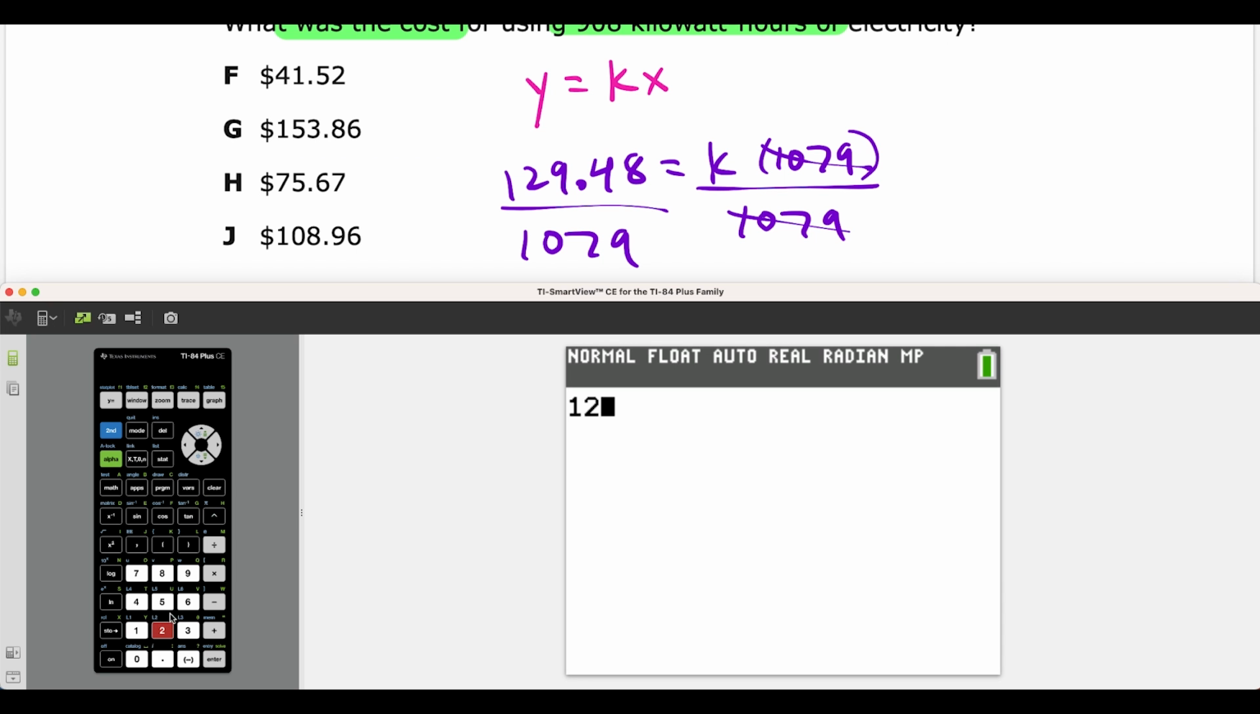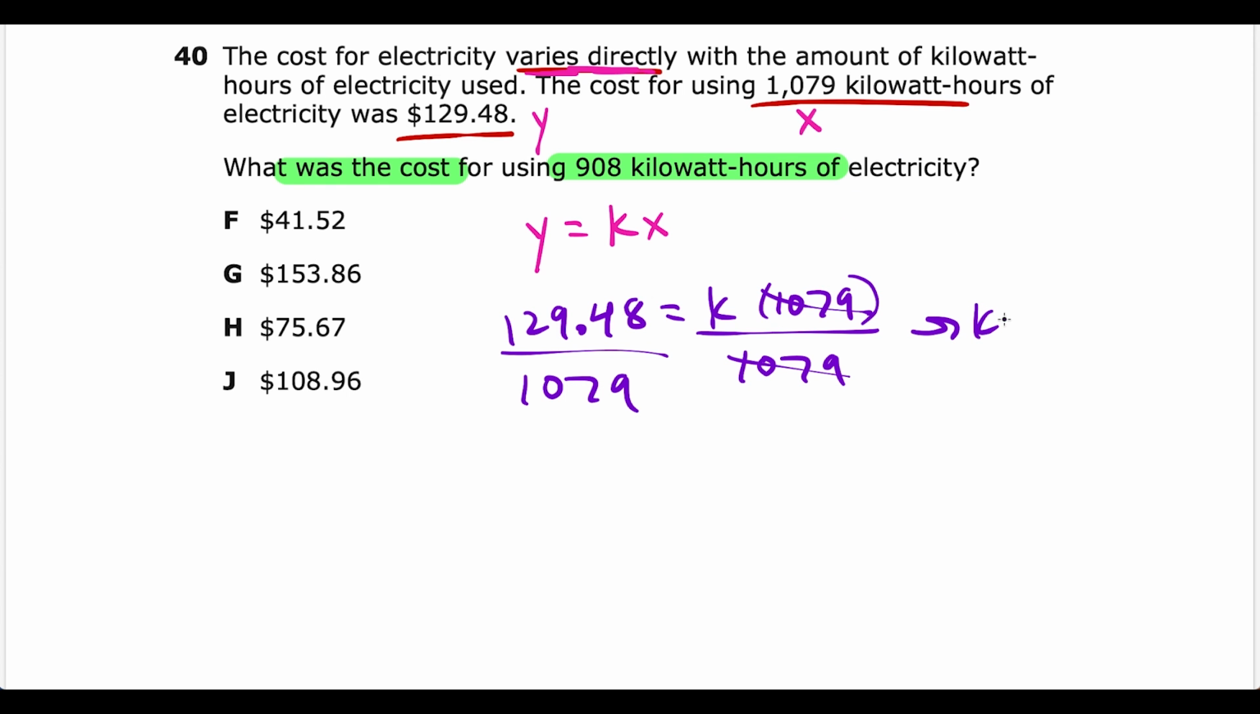So if we just do 129.48 and we divide by 1079, our value of k is going to be 0.12. So k is equal to 0.12. And now what we do with this information, we plug it back into this formula here, and we get an actual formula for y equals. We'll make this a little bit neater. So we have y equals 0.12 times x.